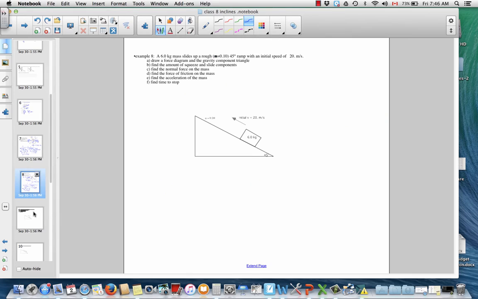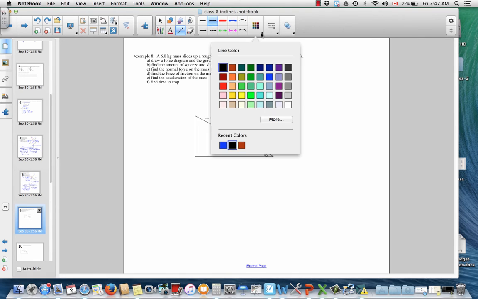You should try now and do the first, let's see, up to E here. So this mass is moving up the ramp. Go through the steps in the previous problem: draw the force diagram, find the gravity components, normal force and friction, and then acceleration. After you've tried that, play the rest of the video where I go through the problem. Okay, so I'll just pause it right here. Try this problem. Okay, so hopefully you were able to get this one started.